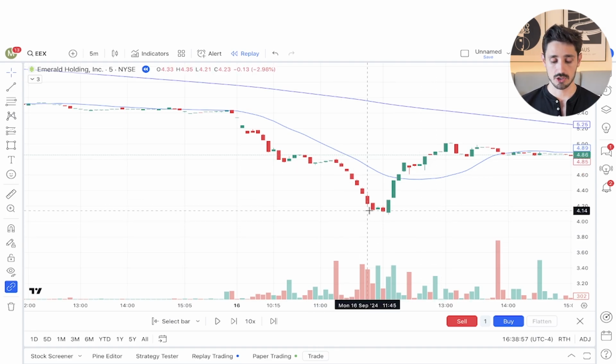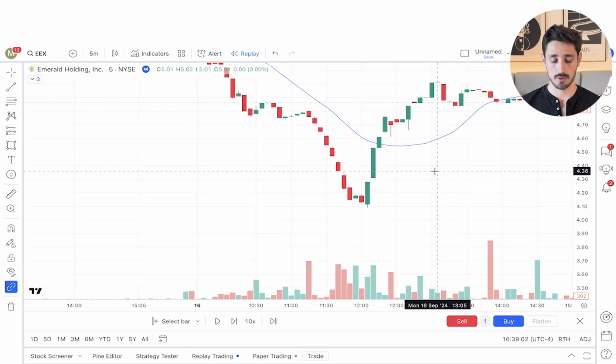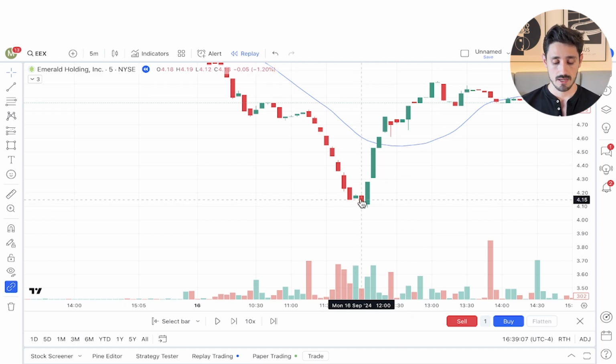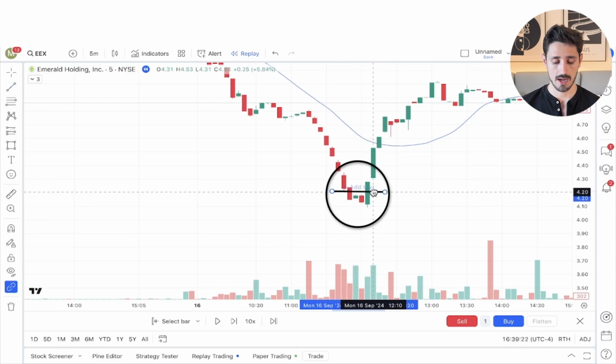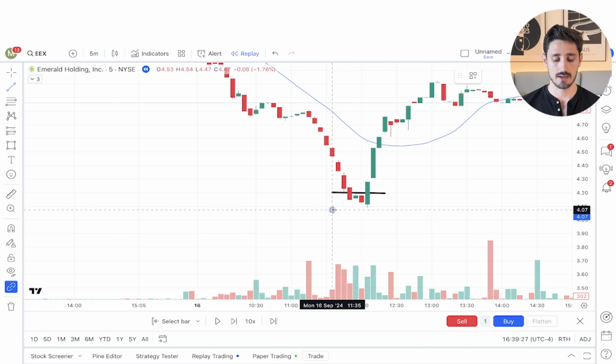But so we got the acceleration, and what I liked about this, from what I remember when I looked at it after the fact, was we dropped, and then we had a small little green bar, and then we attempted to drop again, and that failed and immediately resulted in a green bar, and it just went straight up. In this case, the entry was over 4.20, over the high of this little narrow range bar, and over the high of this red bar, and the stop loss again is at the lows.